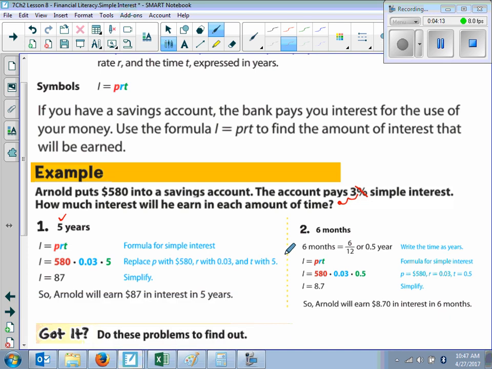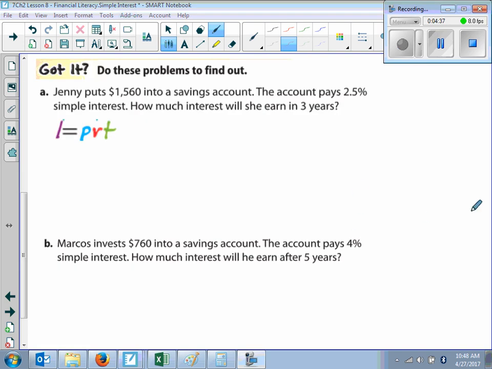Does everybody see that? In the second example, we're still using Arnold's information here, but this time it's for 6 months. And of course, 6 months is equal to half a year. So we're multiplying 580 times 0.03 times 1/2, or 0.5. Is everybody clear? All right, so Jenny puts $1,560 into a savings account. The account pays 2.5% simple interest. How much interest will she earn in 3 years?